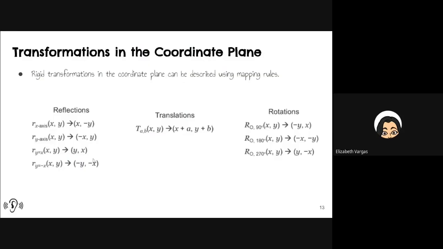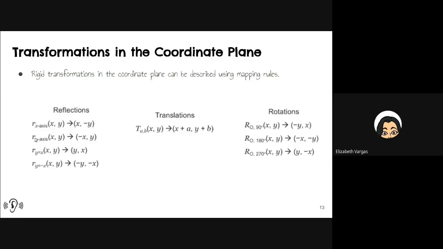These mapping rules tell us what to do with an original x coordinate. So if we were given a specific x coordinate, these mapping rules tell us how to change those x coordinates. So if we have a reflection, specifically a reflection across the x-axis, then this is how we would alter the original x coordinates.